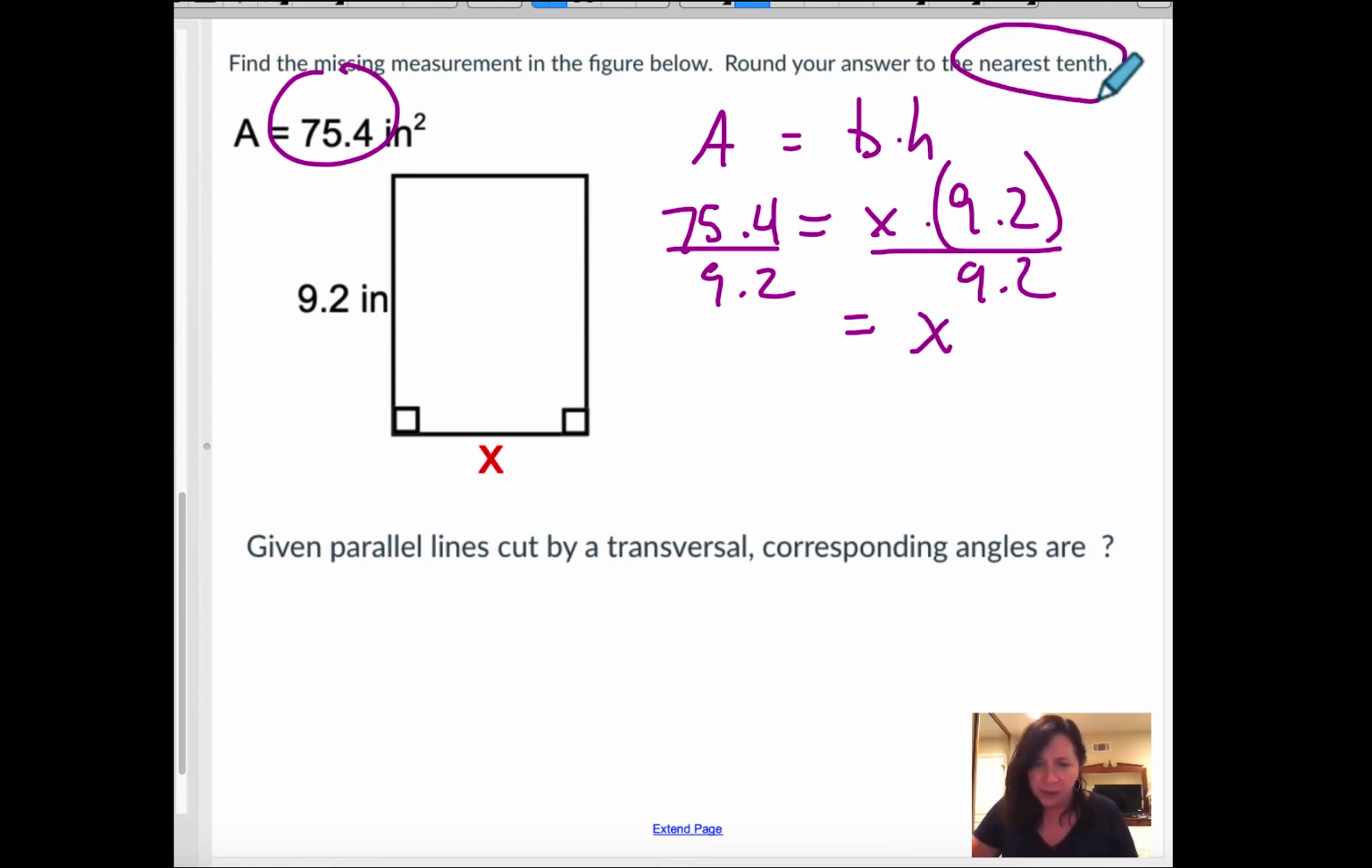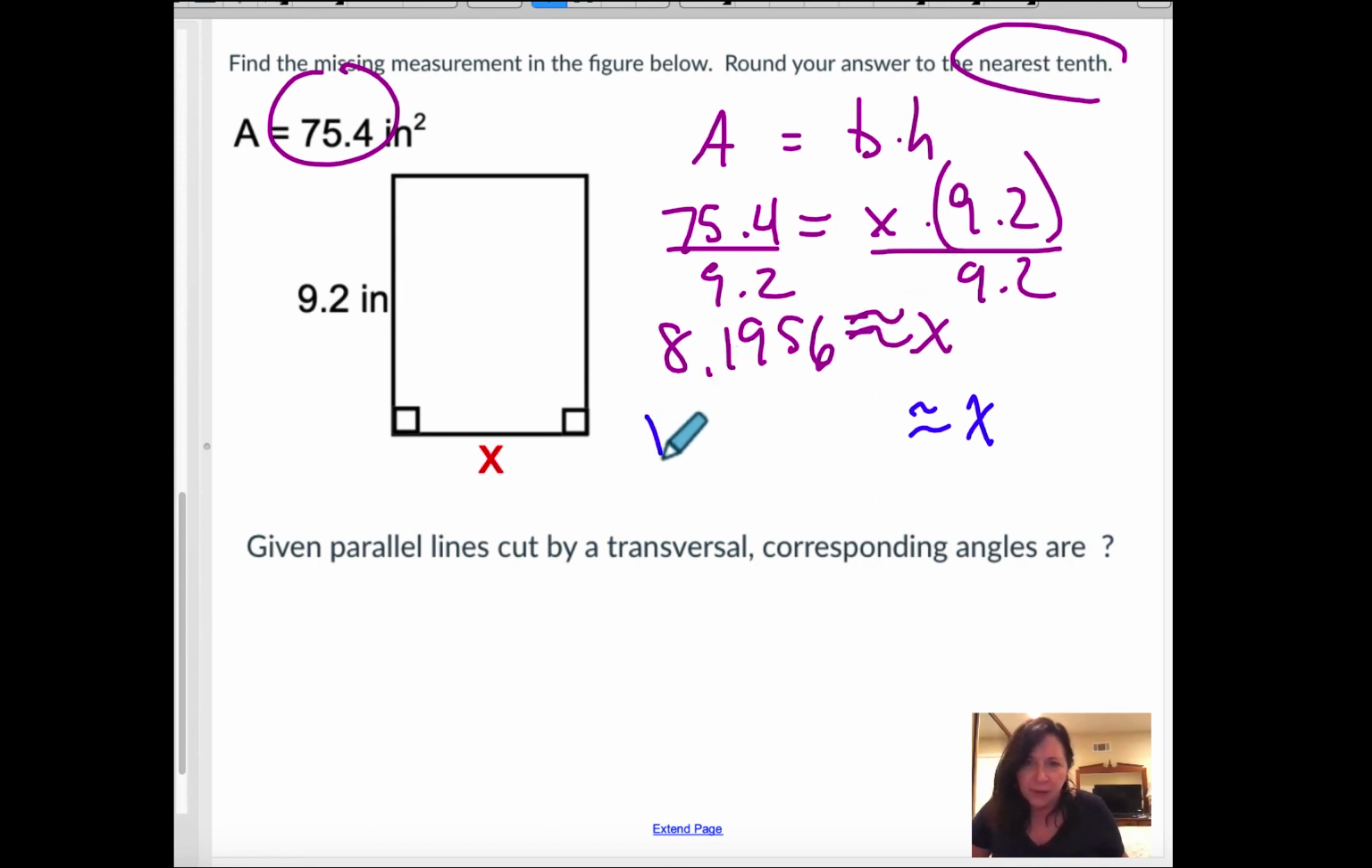Round your answer to the nearest tenth. So the answer I got was 8.1956. And by the way, these become "abouts," like little squiggles. If they asked me to round to the nearest tenth, right? Let me do it this way. X is about like that.